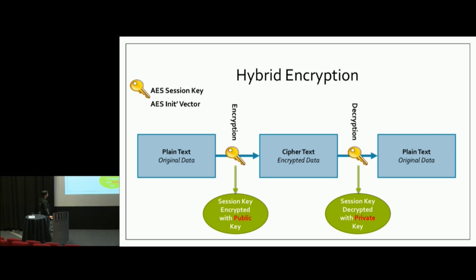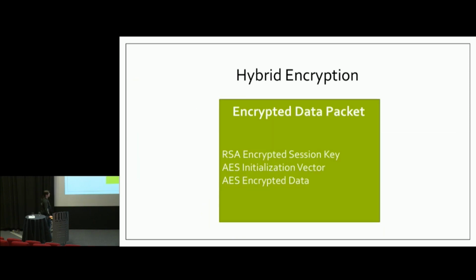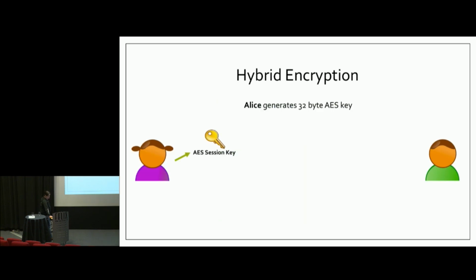So if we were thinking of it as stuff that we store in a database or a packet of data, this is what it would look like. So we have our RSA encrypted session key. We have our AES initialization vector, so it doesn't have to be encrypted, it can go in the clear. And we have the AES encrypted data. So let's run through that as another example.